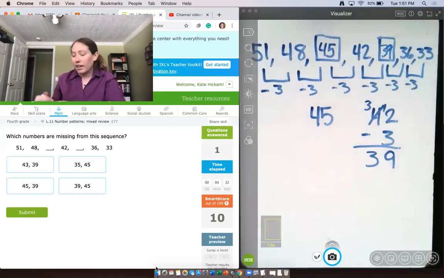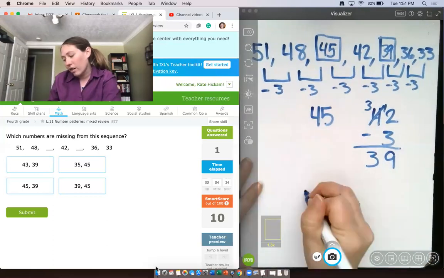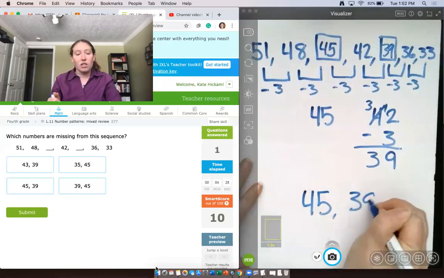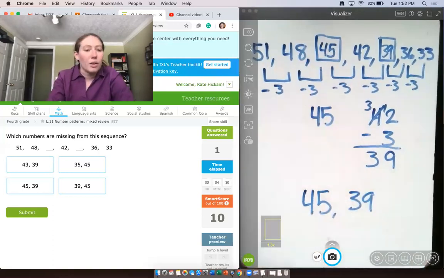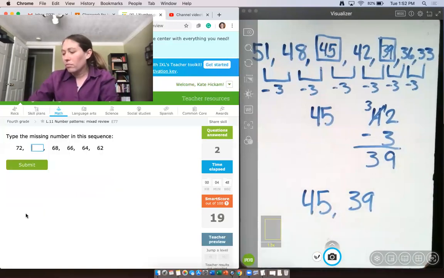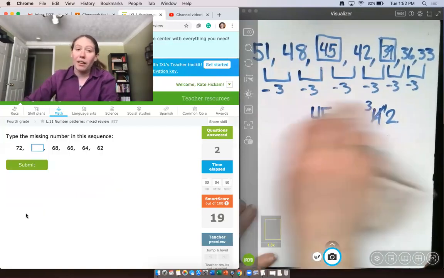So I need one that has 45 and 39 as the two numbers. So not the first one, not the second one, 45 and 39. There we go. And I have this one because these are the same numbers, but if you notice, it's the bigger one that comes before the smaller one. So I want to go in numerical order, numerical that would match the pattern.